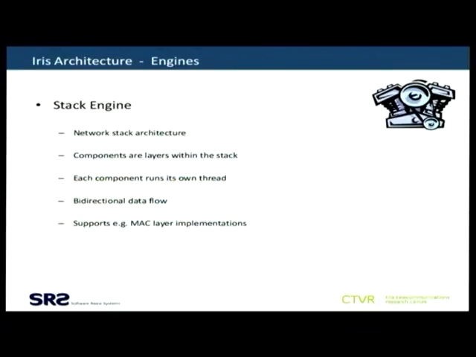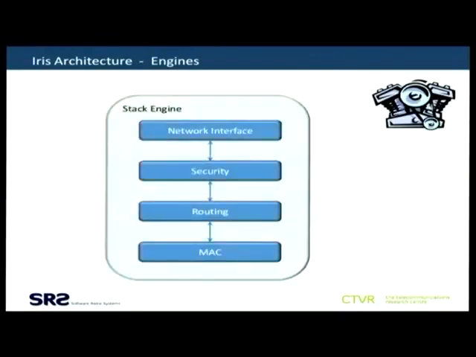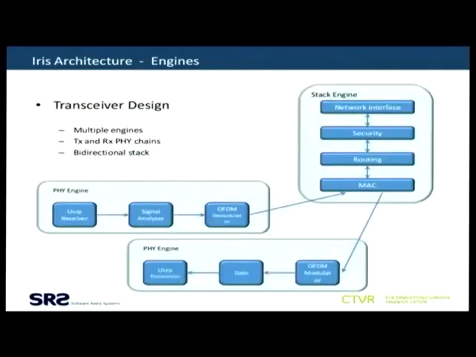The stack engine. Components within the stack engine are layers within the stack. Each runs its own thread. It supports bidirectional data flow. So for example, if you're going to implement a MAC layer, this is where you do it. So we've got network interface. You could do security routing. We've got the MAC layers, and so on.